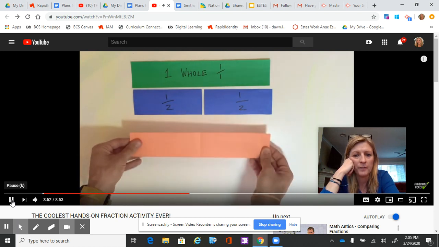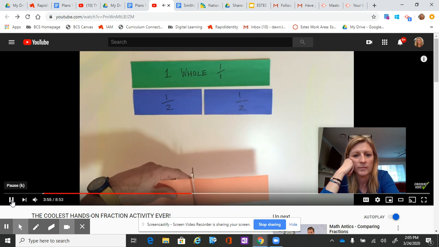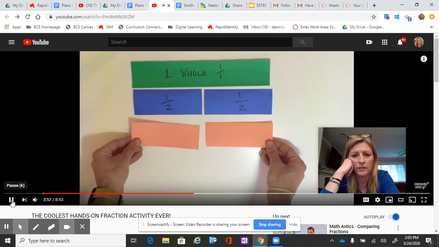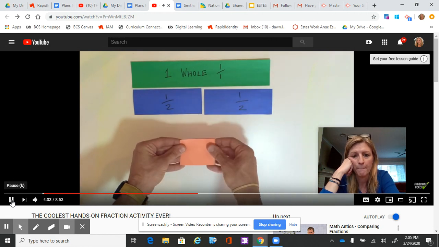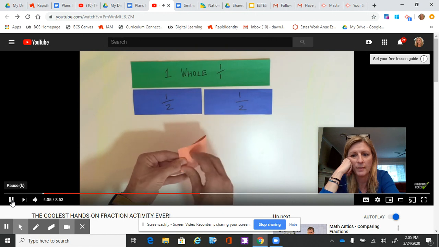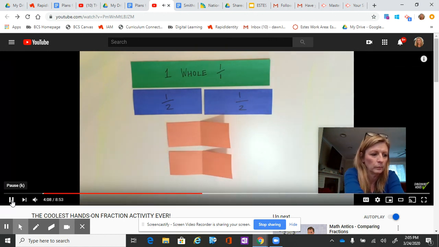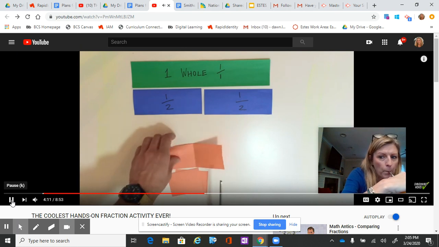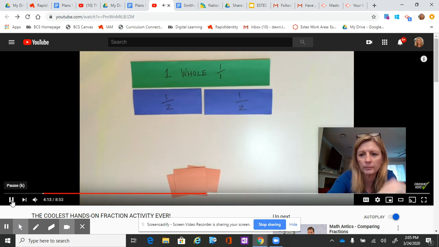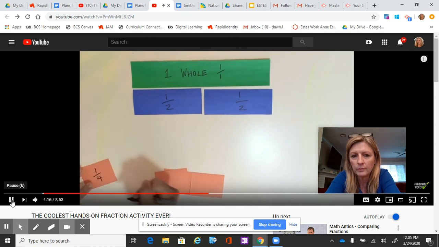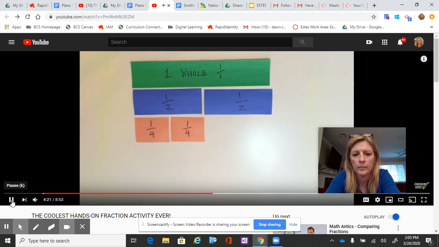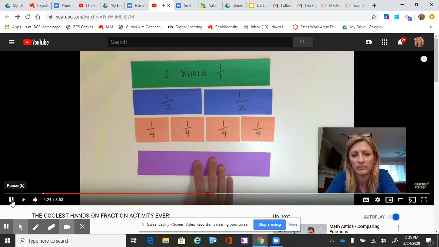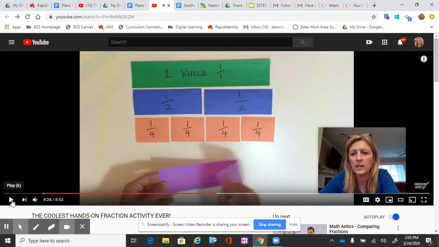He makes a half. And how do we make a half into fourths? We double it. We can double a half to make it into fourths. One of the 4 equal parts that make up a whole.